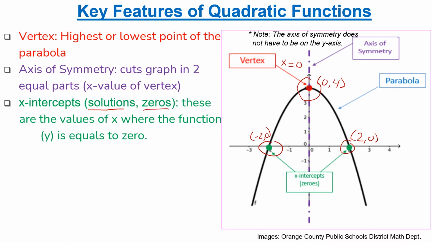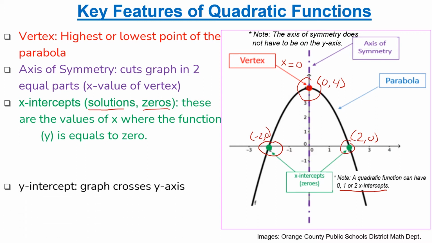So when you get into solving quadratic functions, and you're finding a solution, you're actually finding where the graph crosses the x-axis, or the x-intercepts. And note, a quadratic function can have 0, 1, or 2 x-intercepts. So in this case, this particular graph has 2 x-intercepts or 2 solutions.